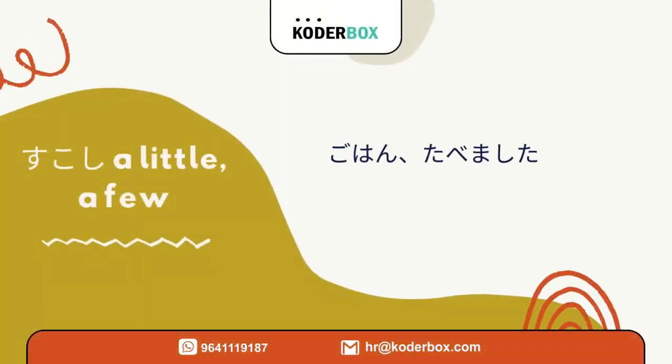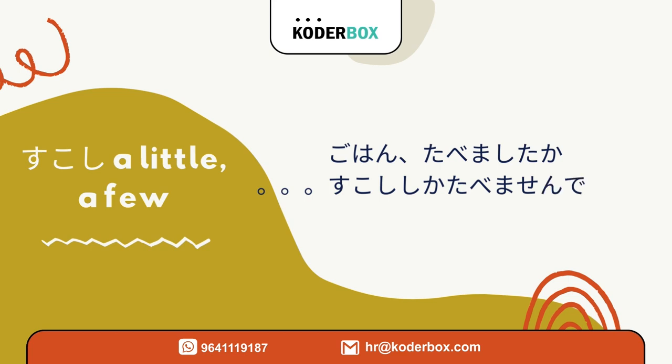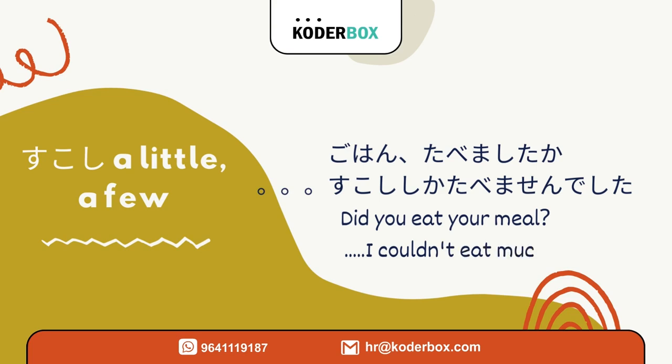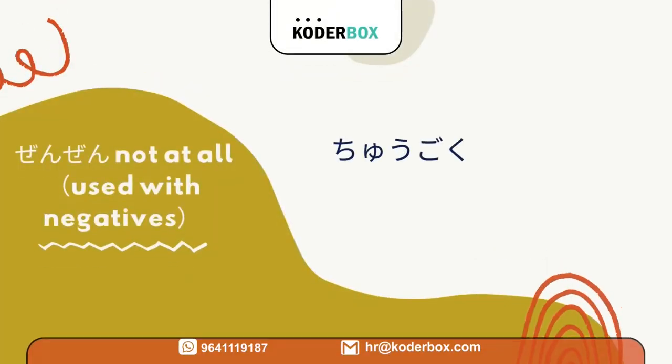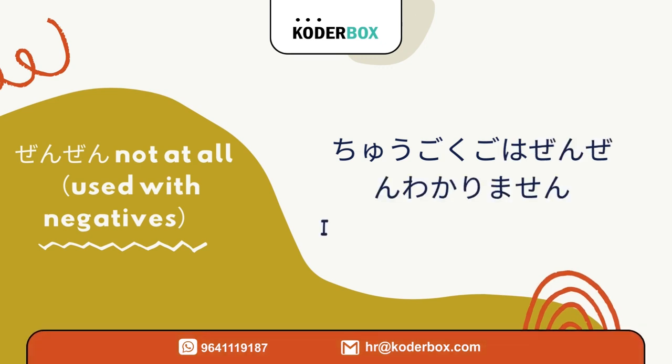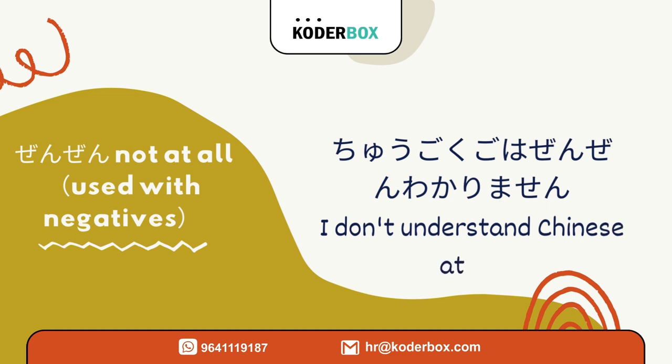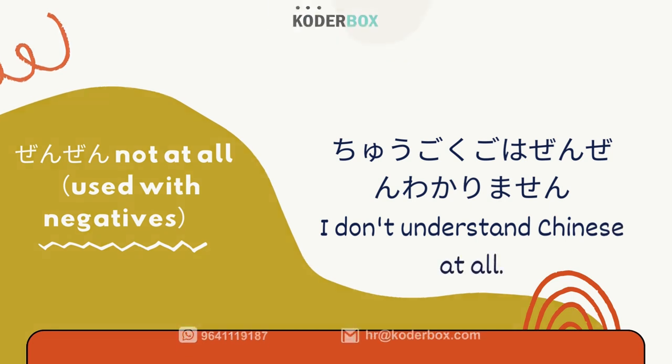Ninth, Skoshi, a little, a few. Gohan, tabemashita ka? Skoshi shika tabemasen deshita. Did you eat your meal? I couldn't eat much. 10th, Zenzen, not at all, used with negatives. Chugoku go wa zenzen wakarimasen. I don't understand Chinese at all.